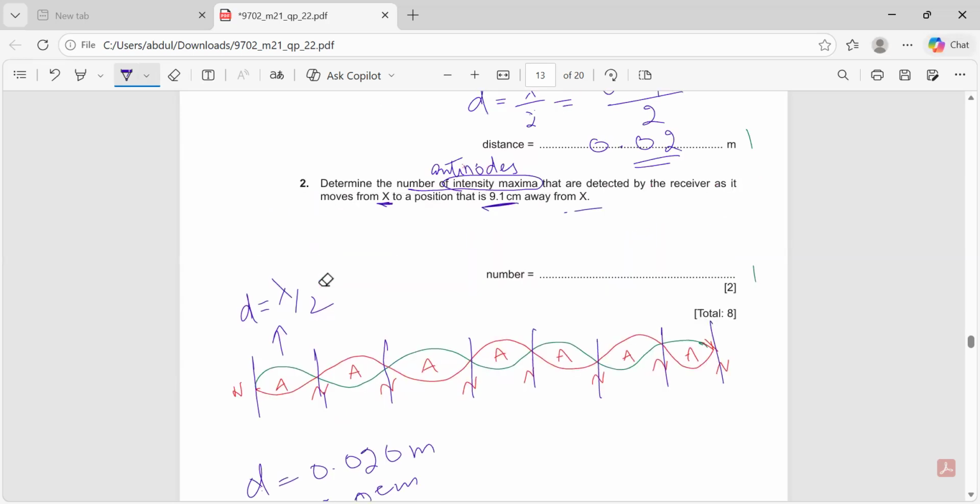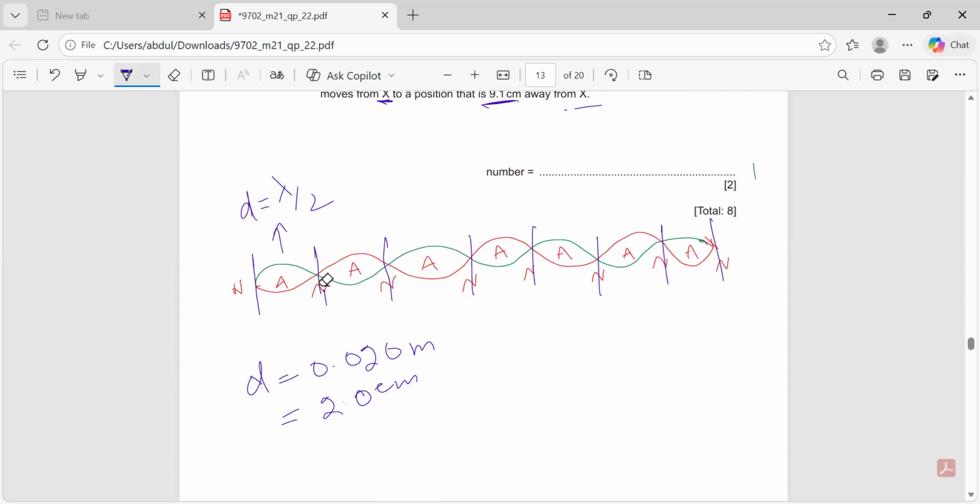So determine the number of antinodes that are detected by the receiver as it moves from X. Okay, see, this is 2 centimeter. This is also 2 centimeter. This is also 2 centimeter. Here also 2 centimeter. Here also 2 centimeter. Check. 2 plus 2, 4 plus 2, 6 plus 2, 8, 10. So it is 9.1.